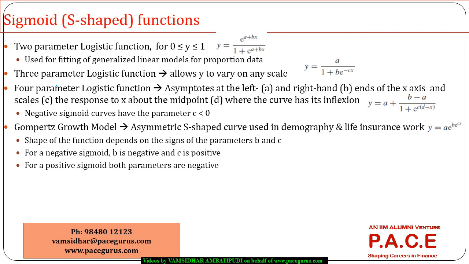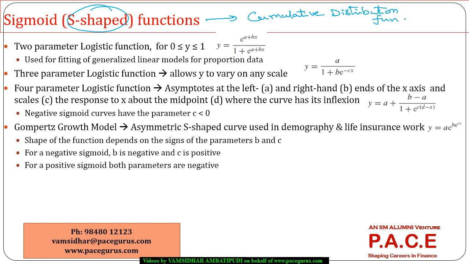Then once we know such kind of functions, then we are looking at another category of functions called as sigmoid functions, which are generally S-shaped. Practical applications wise, for cumulative distribution functions, we are using the sigmoid functions.